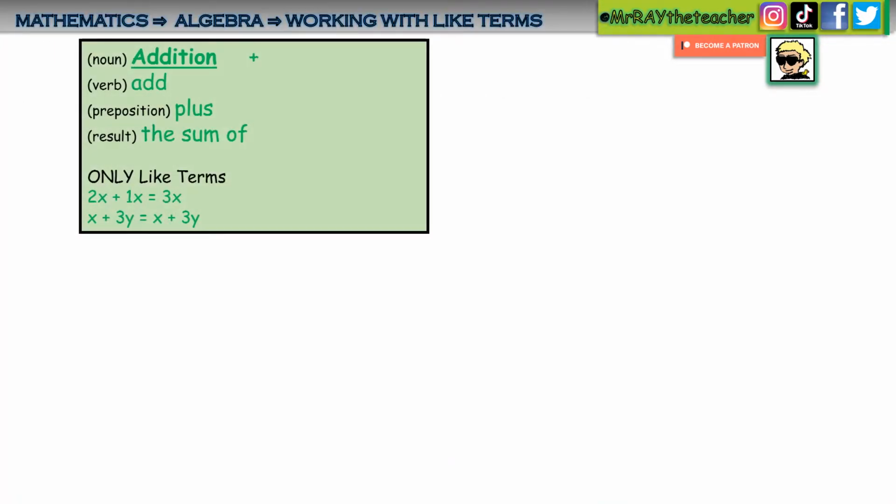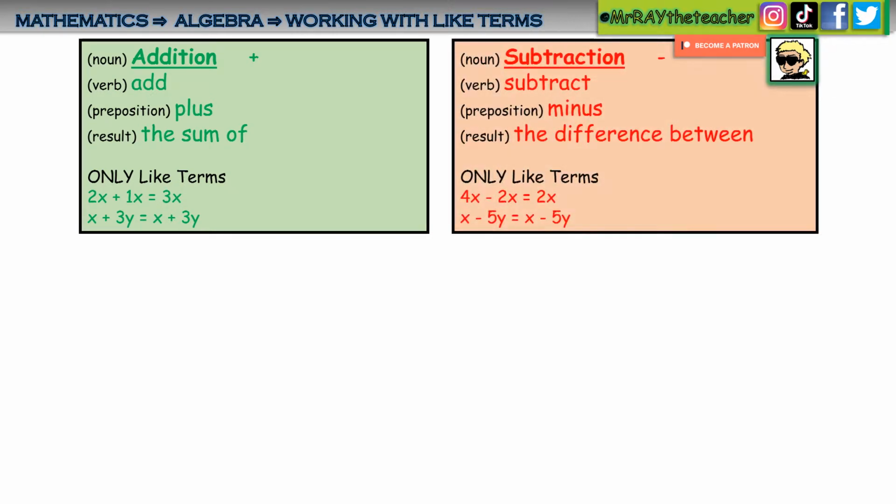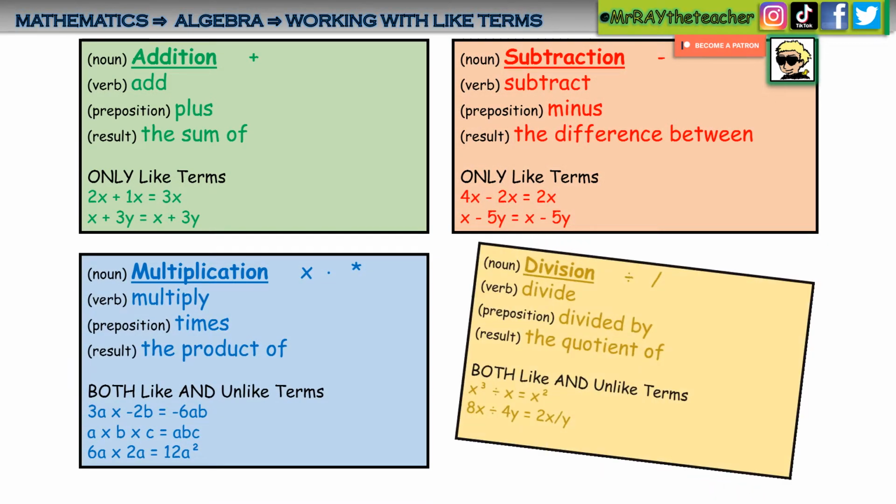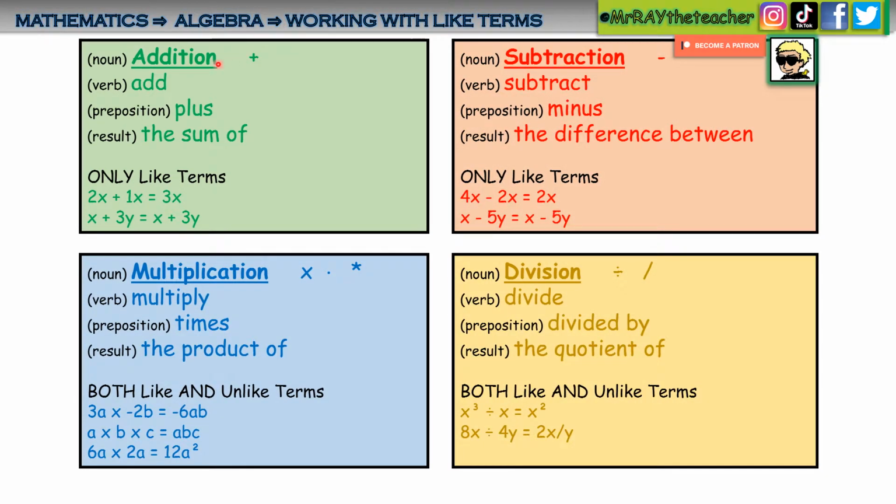So starting off with the basics, we've got addition, subtraction, multiplication, and division. Now we have the different word forms. So the noun, for example, in the green box, would be addition. Verb form is add. The preposition is plus, and the result is the sum of. It only works for like terms.